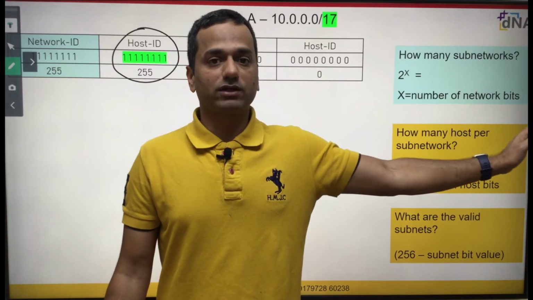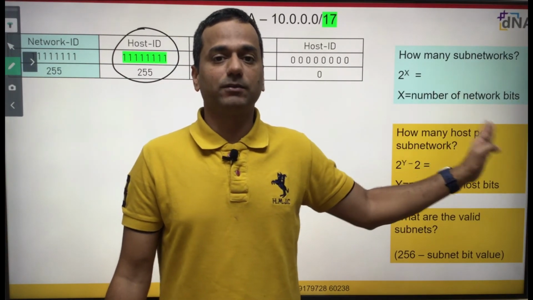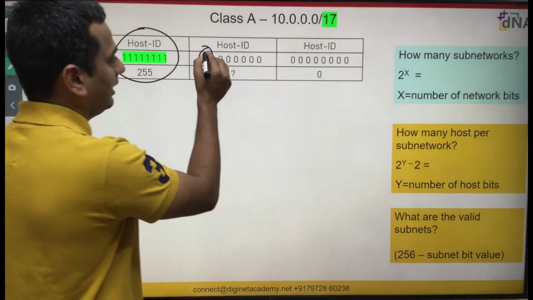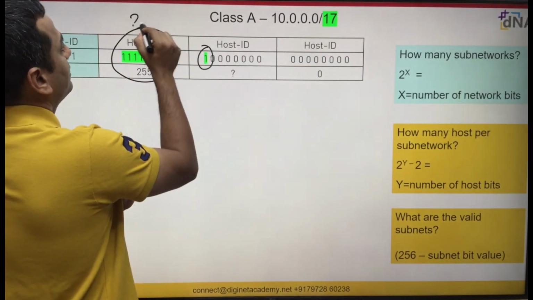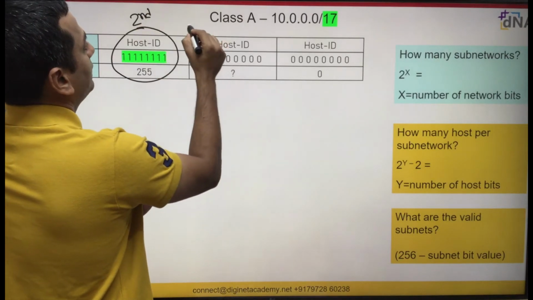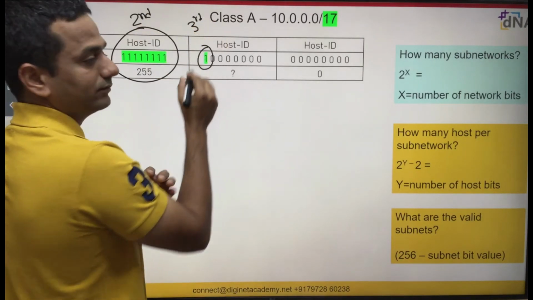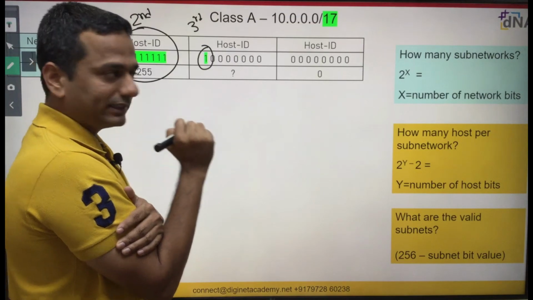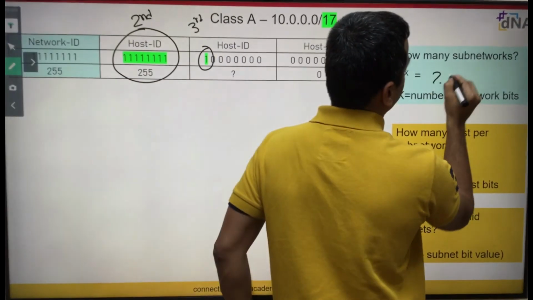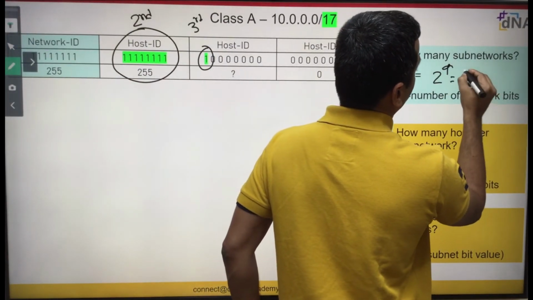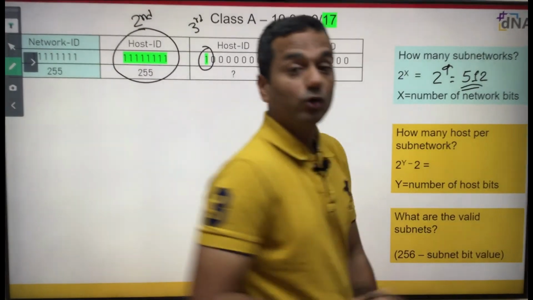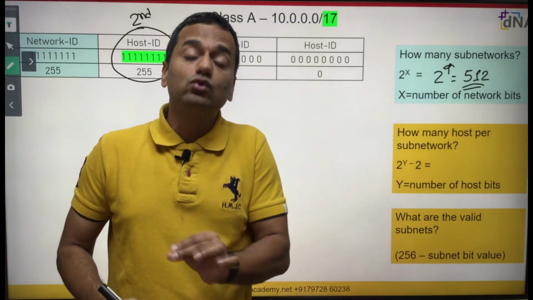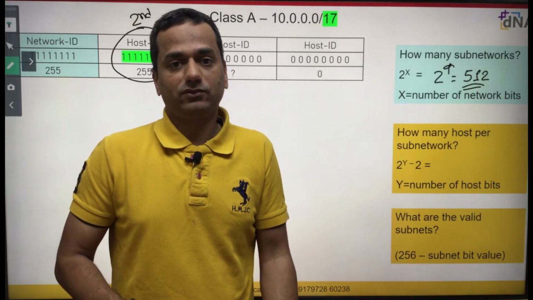So how many subnetworks? 2 raised to power x, where x means subnetwork bits. How many subnetwork bits do we have? 9 bits: 8 from the second octet and 1 from the third octet. So total we have 9 bits. 2 raised to power 9 means 512 subnetworks we will get.